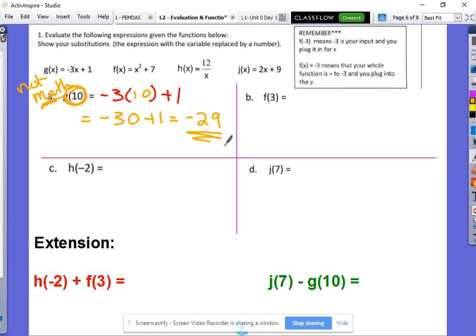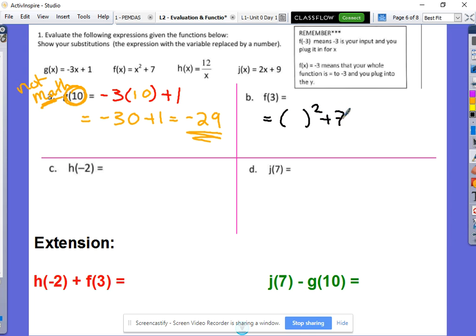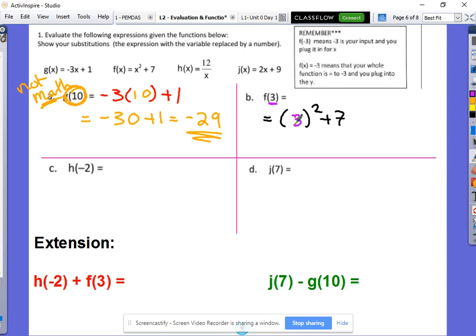So take a second, press pause, and then try these out without my help, and then we'll come back to them and you can check your answers. Okay? All right, so I'm just going to very quickly give you the answers to these. So this one here was x squared plus 7. If we plug in the 3 that we're told to, 3 squared is 9. So 9 plus 7 is 16.